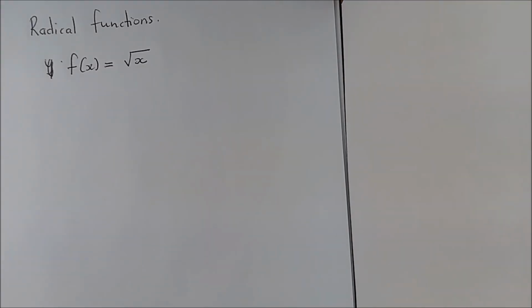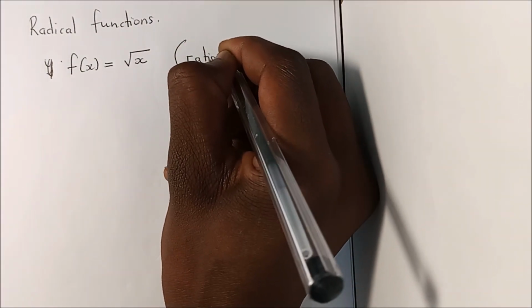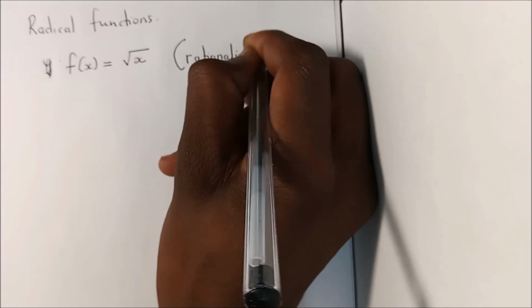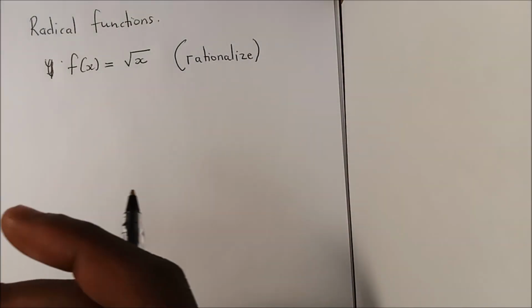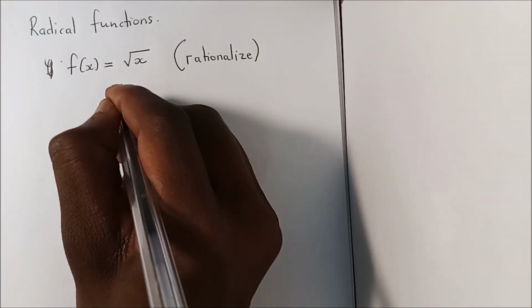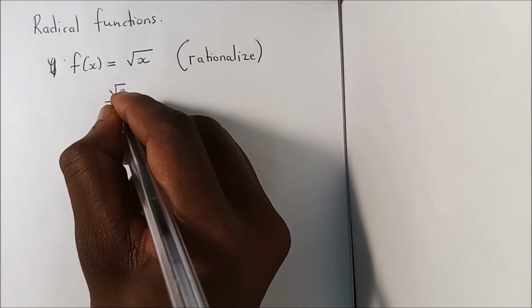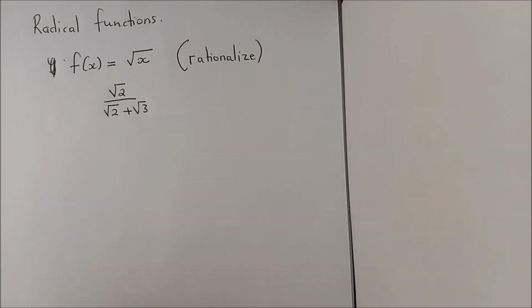Now, like with the previous ones, for this one the key will be to rationalize. You need to know how to rationalize. So I will take you through an example of rationalizing. Suppose we have square root of 2 over the square root of 2 plus the square root of 3. So now, how will you rationalize this?